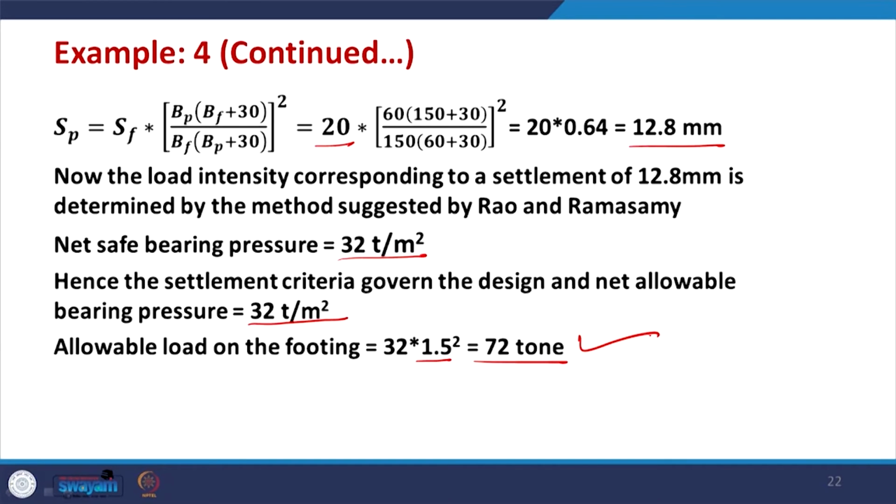If you compare example 3 and example 4, in the first case you are given the settlement of the plate, and you need to find the settlement of the footing. In the second case, the allowable settlement of the footing is given, and you need to find the allowable load on it. Now, examples 3 and 4 were based on the plate load test.